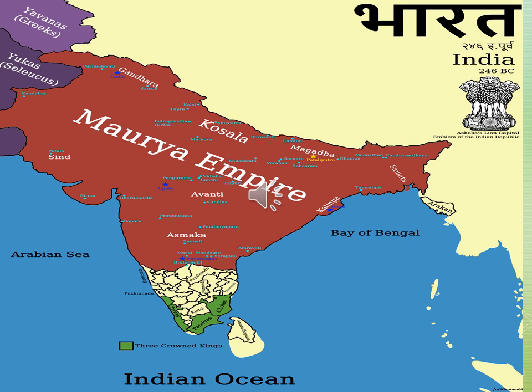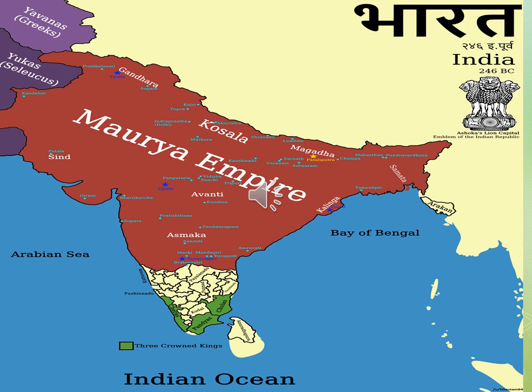So the empire was divided into four provinces, and further into districts. The district was under a Stanika, and the district was further divided into villages. There were Gopas in charge of five to ten villages. The municipal administration was under a Nagaraka, and six committees with five members each carried on their duties under him.